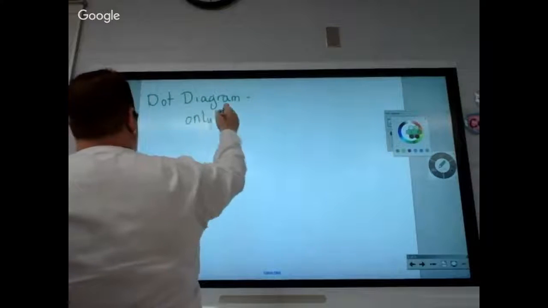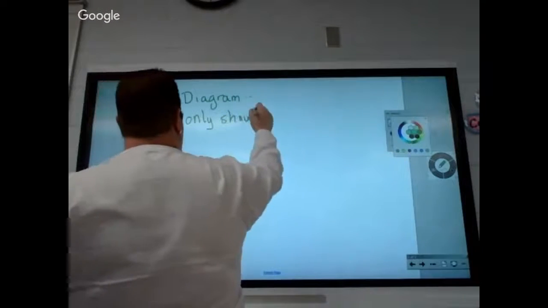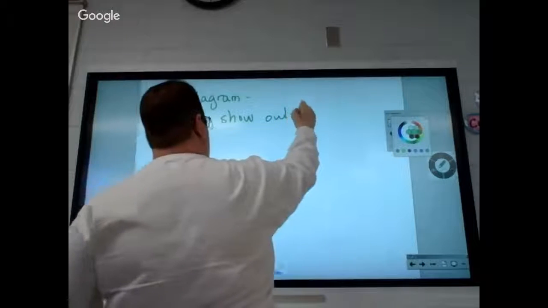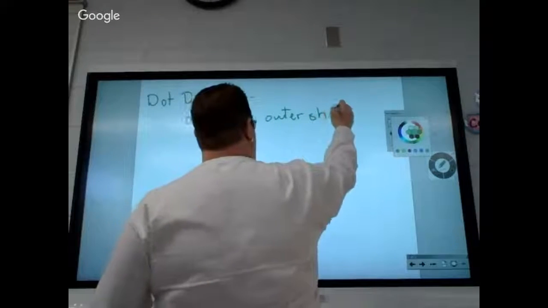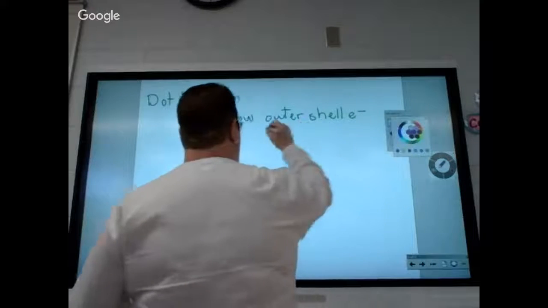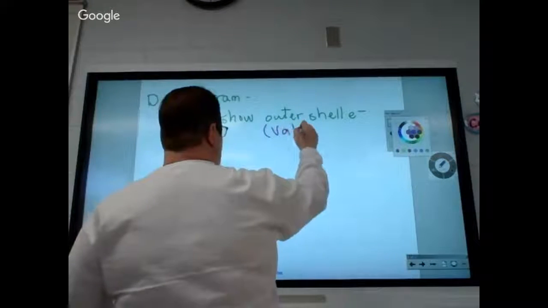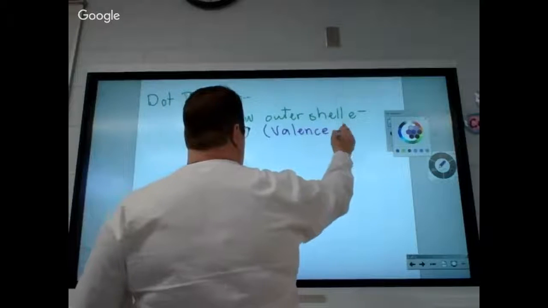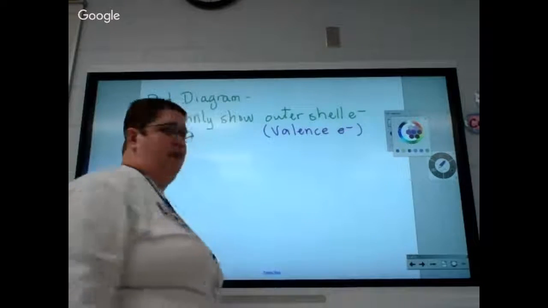only show outer shell electrons. Now, outer shell electrons are also called valence electrons. And you will hear me use these words interchangeably.